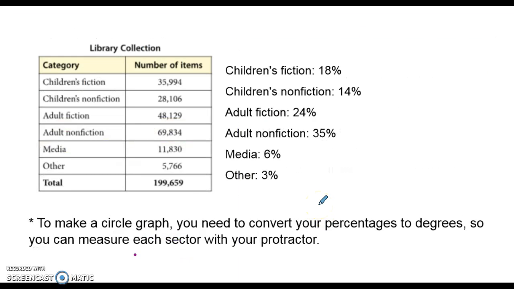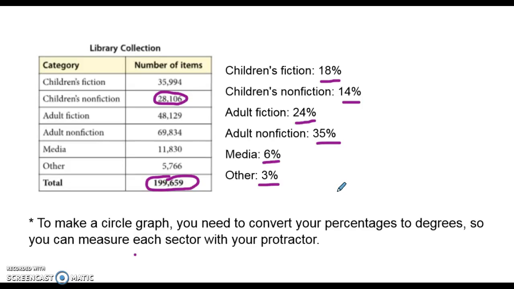So here are the percentages you should have found if you rounded to the nearest percent. So again, this is just a division problem. The part divided by the whole thing to get your decimal and then your percent. So here are my percents for this particular data.